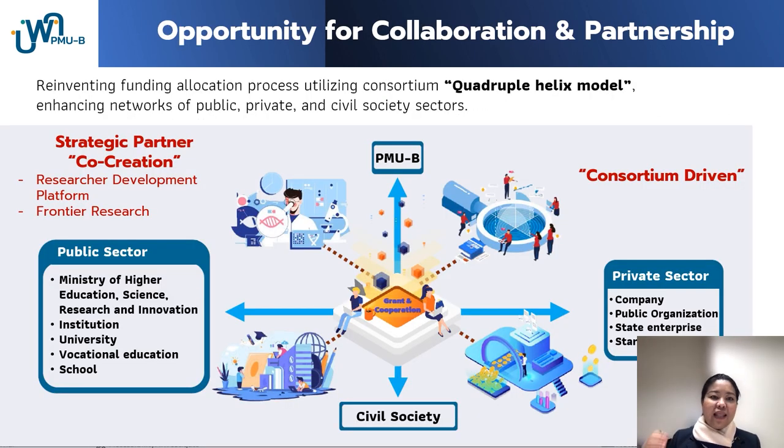So lastly, I just want to say that for PMU-B, we have a lot of opportunities for collaboration and partnership. Our funding policy is a co-creation policy with our strategic partners. We do welcome it, and we hope to use the quadruple helix, a consortium-driven model, where the funding is not just for a researcher alone or one institution. We want to create a consortium team with research institutions or the public sector, civil society, the private sector, and the government sector, and PMU-B and our strategic partners together, and see how we can align and build the project together to create a mutual goal.